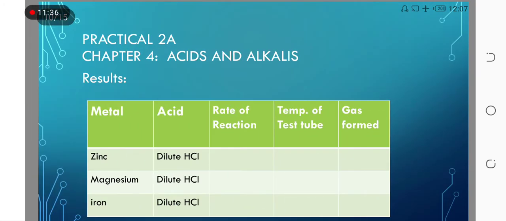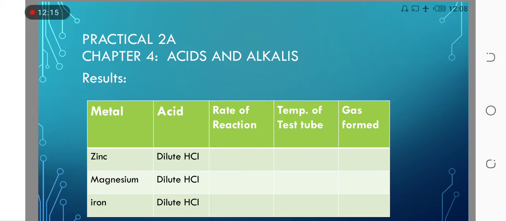For the result of this activity, we will discuss it because for each metal you have to follow the same procedure, using magnesium and iron as well, and you have to use the same acid, that is dilute hydrochloric acid. Then after performing the experiment with these 3 metals, you will observe that the rate of reaction with zinc is fast, magnesium is very fast, while iron is slow. So iron reacts with dilute hydrochloric acid slowly.